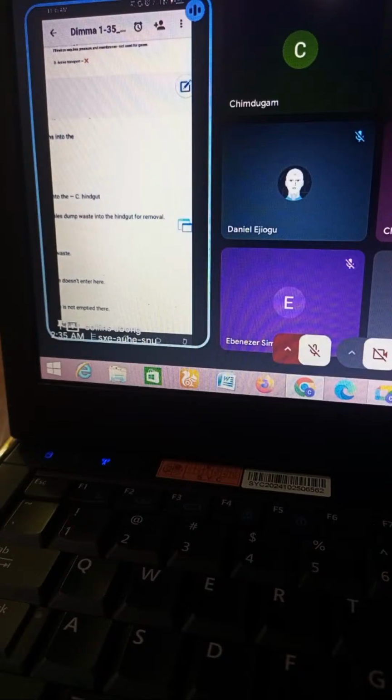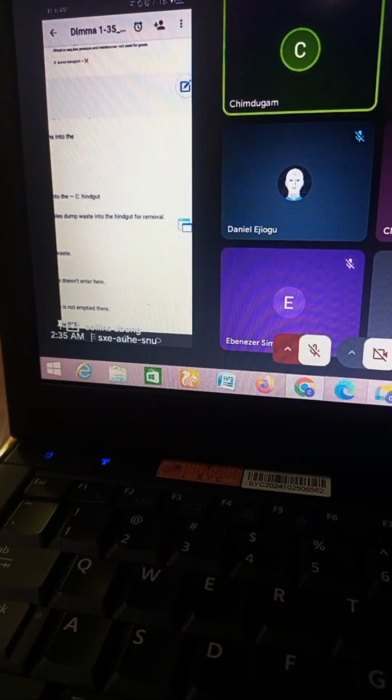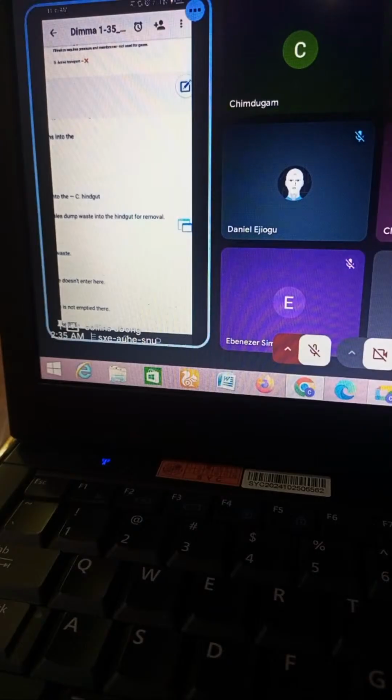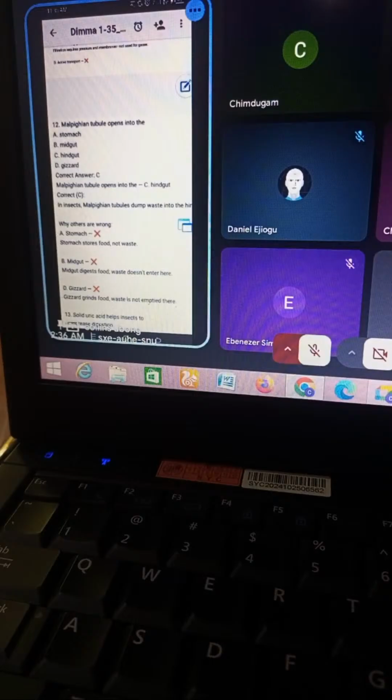Are you learning to forget? What is it? I said rectum. Rectum. Is that what you're trying to say? Rectum, that's what I meant. So after the ingot, you now have the rectum. From the rectum, you now have the anus. So that's why ingot is the answer.